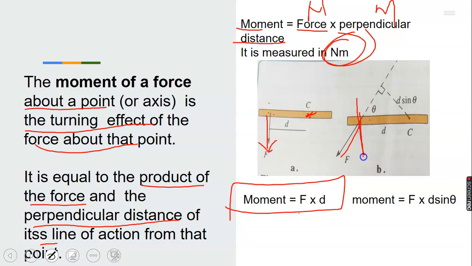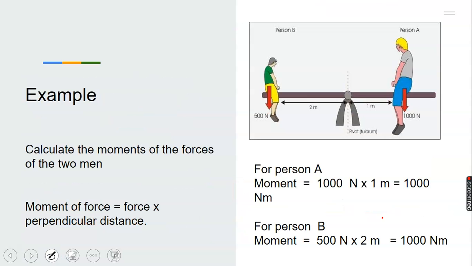You resolve vertically downward, which is F sine theta, or you form a triangle here, then you find the distance from here to here, which is FD sine theta. That is the moment when the force is applied at an angle. Now, example.